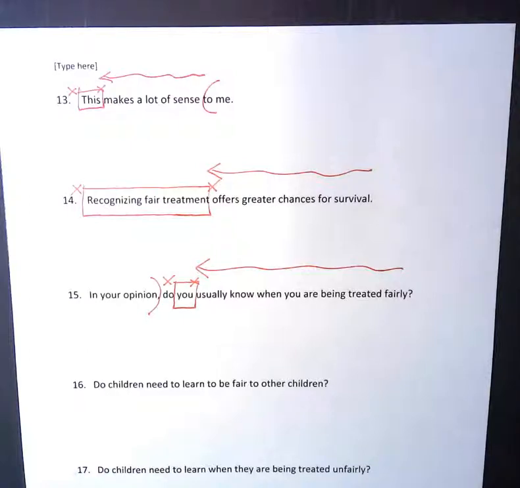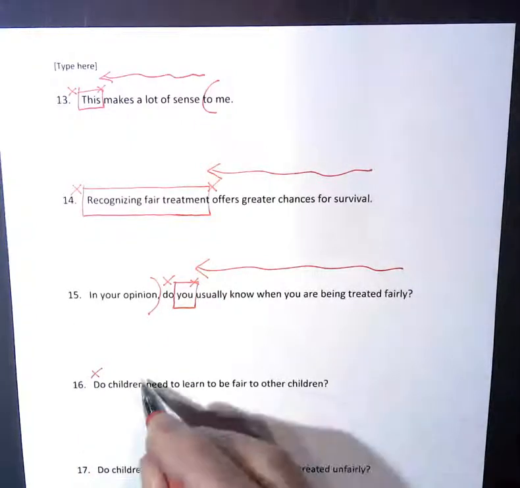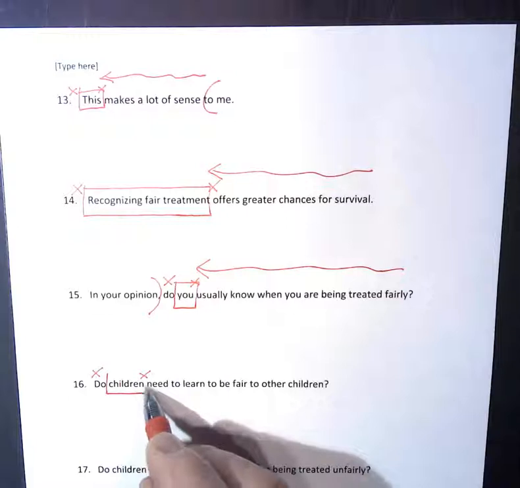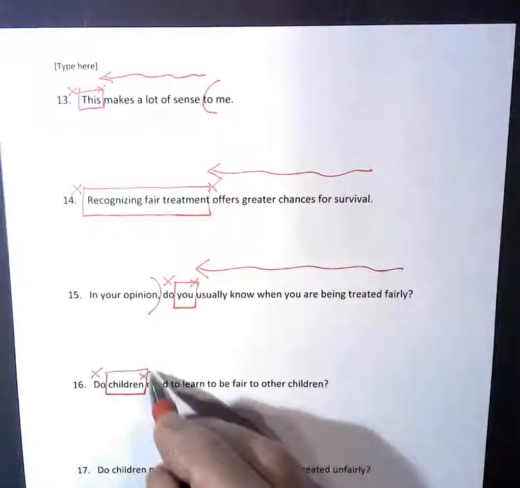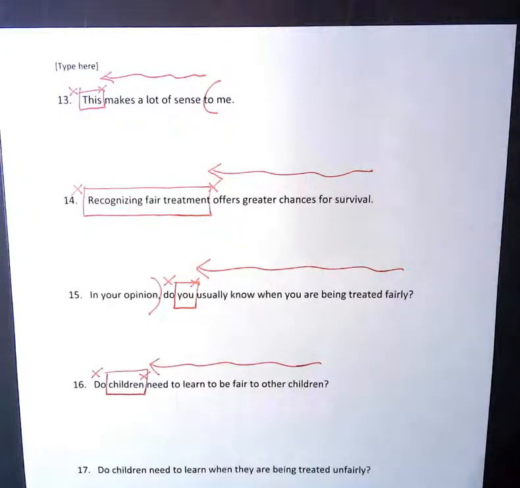Do children need to learn to be fair to other children? No shifters. X word. Children do not need to learn. Children is the subject between the two X word places. Predicate.